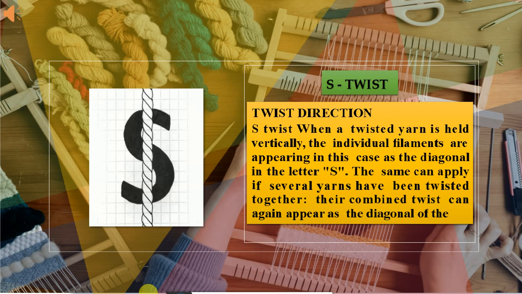Twist direction. S-twist. When a twisted yarn is held vertically, the individual filaments appear in this case as the diagonal in the letter S. The same can apply if several yarns have been twisted together. Their combined twist can again appear as the diagonal of the letter S.